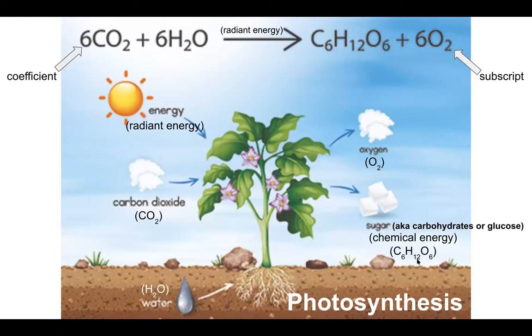It's 6 carbon atoms, 12 hydrogen atoms, and 6 oxygen atoms that combine together to form that sugar or glucose. And then it also produces oxygen. So here is the chemical formula for photosynthesis. You have 6 molecules of carbon dioxide plus 6 molecules of water. Add that radiant energy from the sun, and it yields 1 molecule of sugar or glucose and 6 molecules of oxygen for us to breathe.